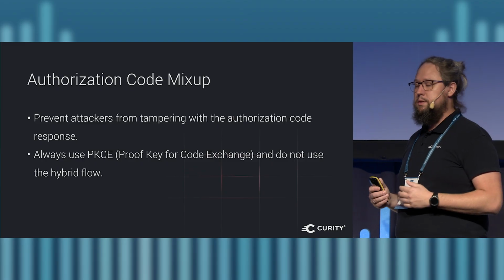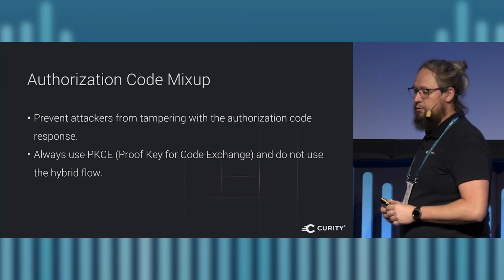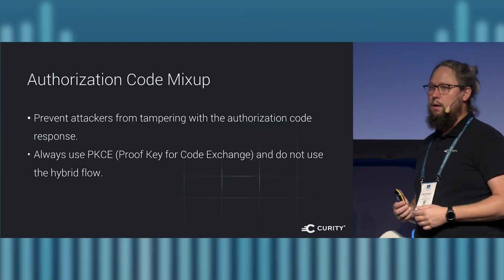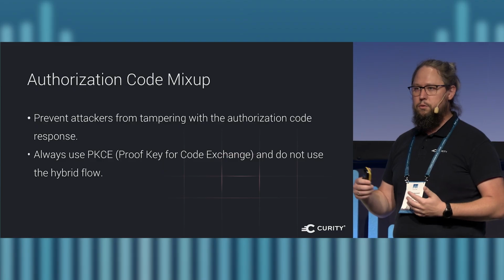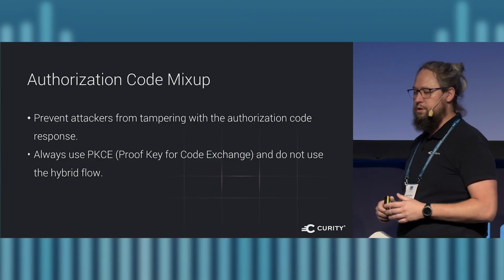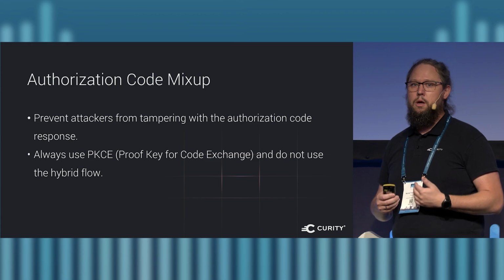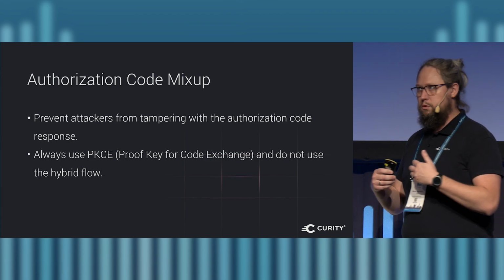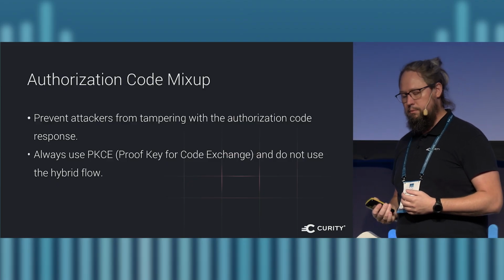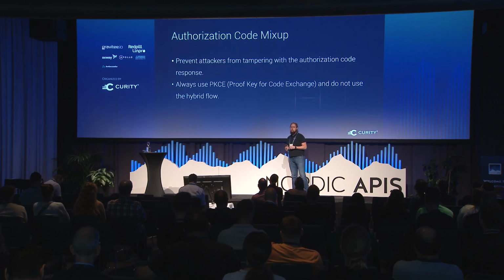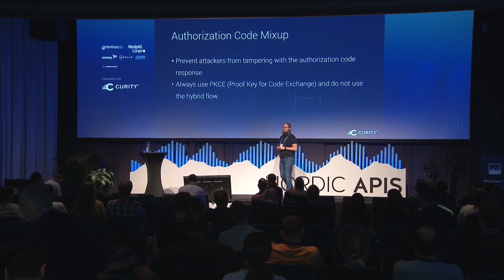Another vector of attack that FAPI targets is authorization code mix-up. So this one deals with a situation where the attacker manages to inject their own authorization code into the response from the authorization server, and then they trick the user to create the attacker's access token and do something in the name of the attacker. So, for example, send some money to the attacker's account and not to the user's original account. This is a bit of a sophisticated attack, but it can happen.